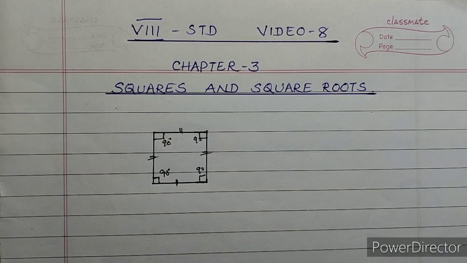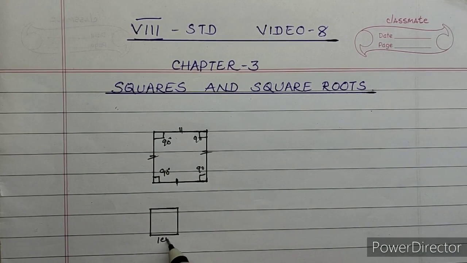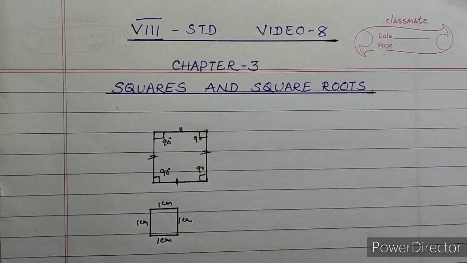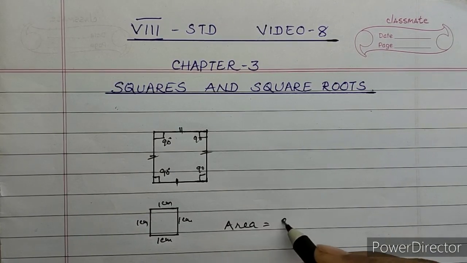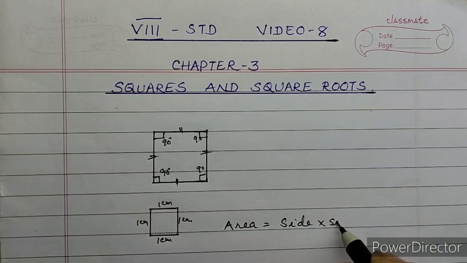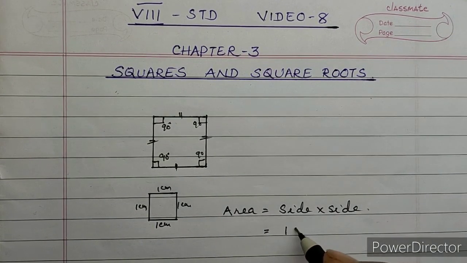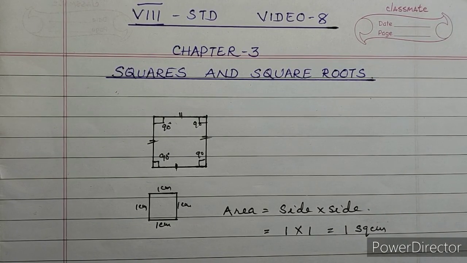So how do we find the area of a square? Suppose this is a square of 1 centimeter each side. How will you find the area of this square? Area is equal to side into side. This formula you have already learned. Since it is 1 centimeter side, it is 1 into 1, or you can write that it is 1 square centimeter. The unit of area is square centimeter.